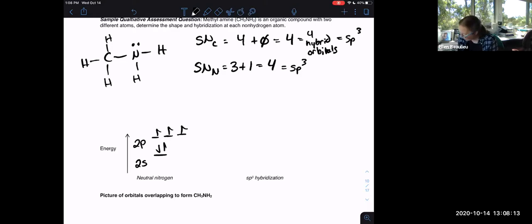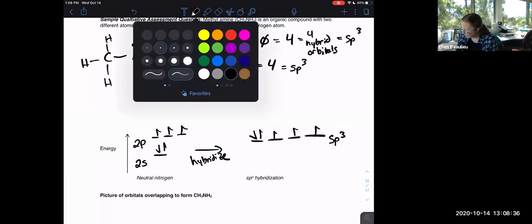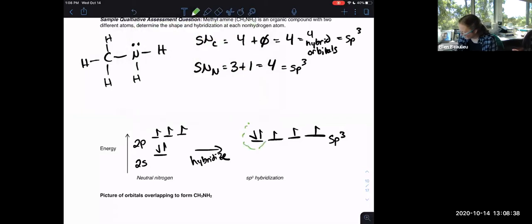I'm going to mix that nitrogen up to get myself 4 new hybrid orbitals. These are sp3 orbitals. How many valence electrons do I have? I have 5. So I'm going to put them in these orbitals. 1, 2, 3, 4, 5. And what you see is that we have 1 lone pair in a hybrid orbital.